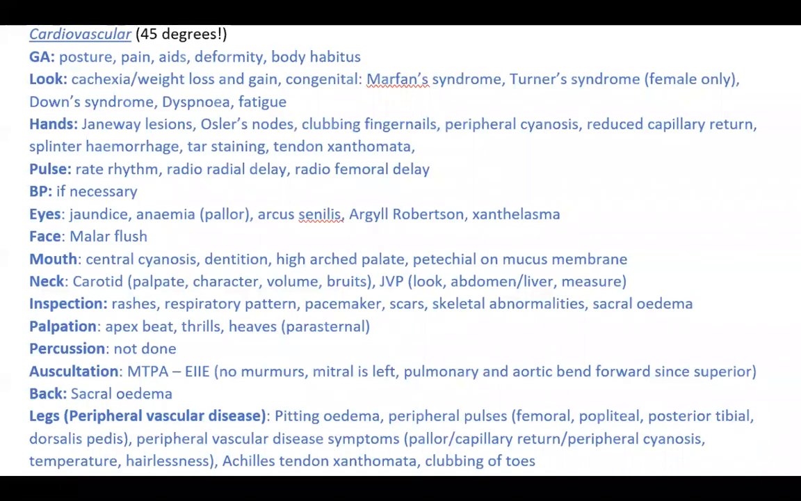So do central cyanosis, dentition. It's just nice to do central cyanosis. They don't have it in the 3rd year one. I don't know. I feel like the 3rd year one is really summarized. It's probably not the best one.